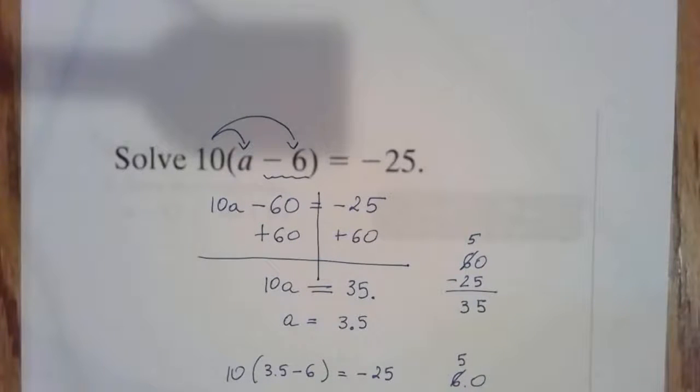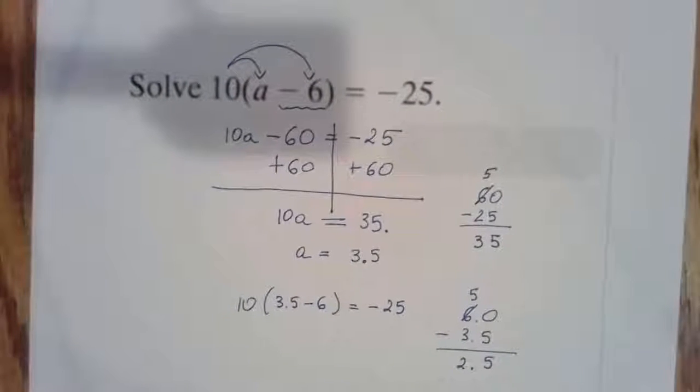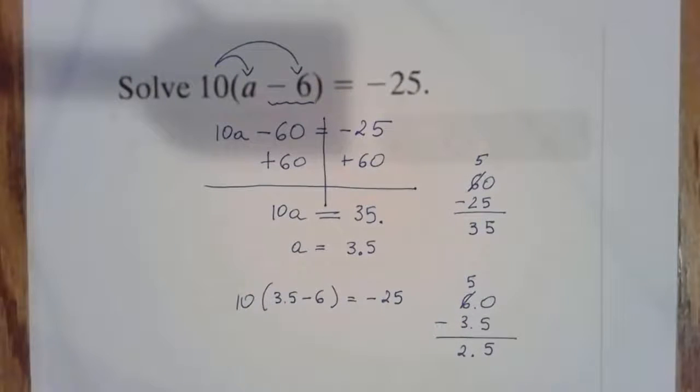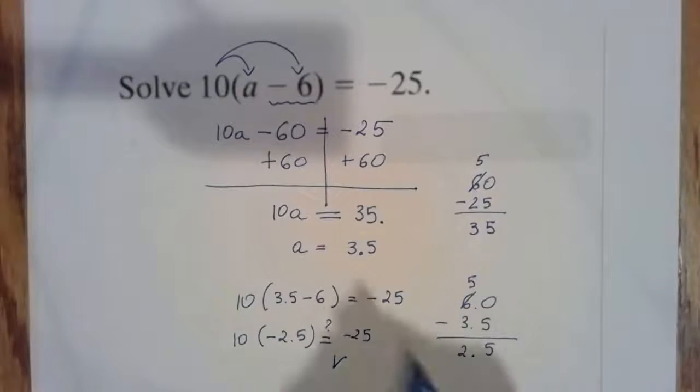So the answer is negative, right? 2.5 because I have more negatives than positives. Let me bring it up a little bit and make it straight. Okay, so that's 10 times negative 2.5. I hope you understand why it's negative 2.5. I have 6 negatives and only 3.5 positives, which leaves me still with a negative number. Is it equal to negative 25? Yes, because when I multiply by 10, I move my decimal to the right. So yes, it is correct, which means my a is 3.5.